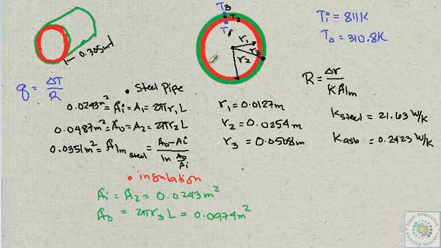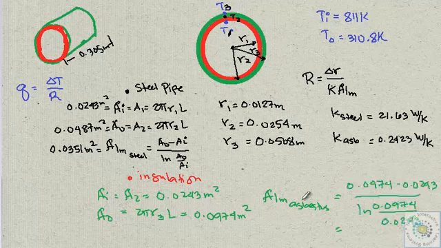Now, what will be the area log mean for your insulation? Simply area outer minus area inner, divided by ln of the ratio. So use the same formula. We'll have area log mean equal to 0.0703 meters squared. Now I think we are very much ready to compute the different resistances: the resistance for asbestos and the resistance for the steel pipe.